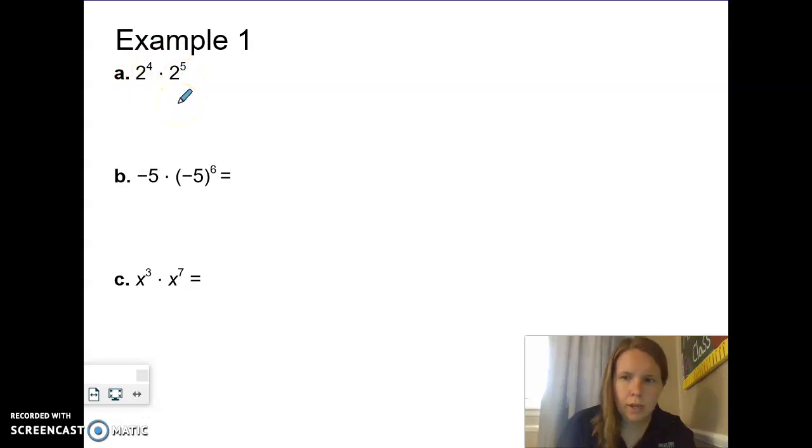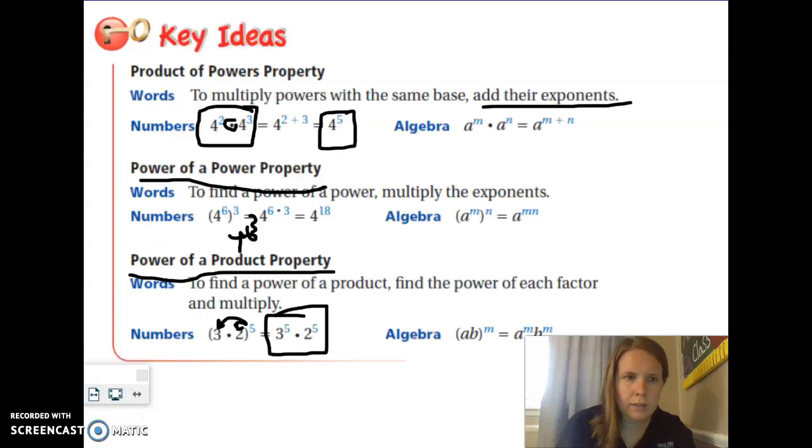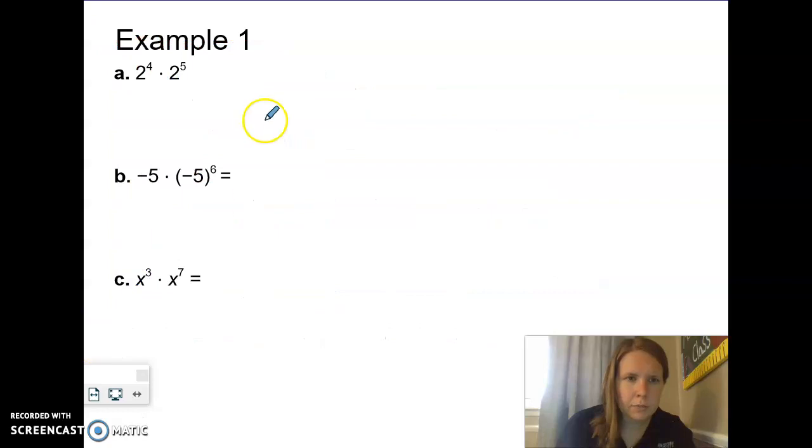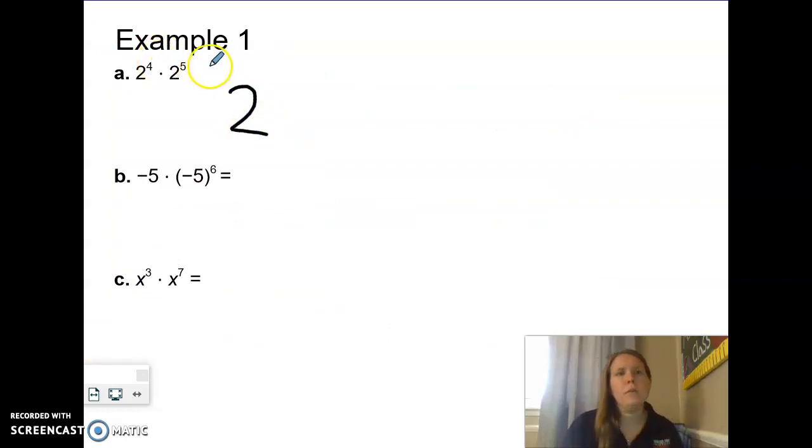So ultimately what ends up happening, if I go back and look at these notes, is the base stays and I'm just going to add my exponents. So my base is still 2, and then I just add the 4 plus the 5. 4 plus 5 gives me 9, and my answer now is 2 to the 9th. Right?